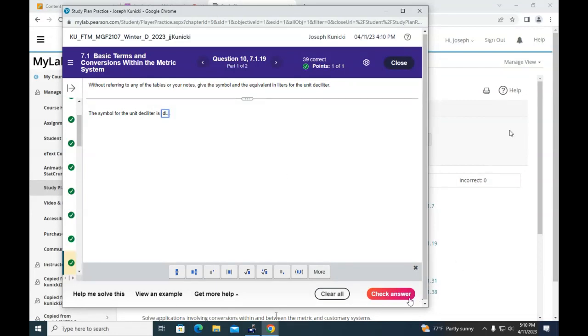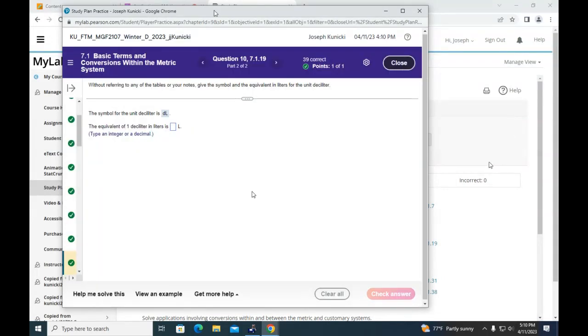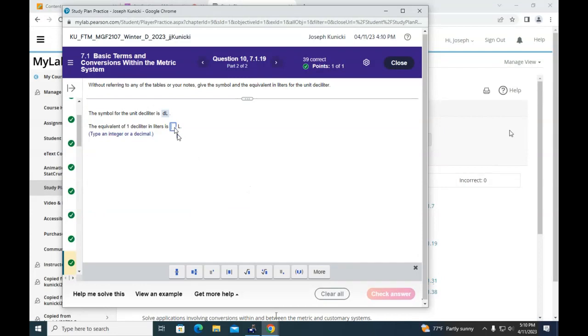Okay. I think they'll accept it here. Yeah, they accept it here also. But we can't really put a script L in there. The equivalent of 1 deciliter in liters. So see, if I'm going from deciliters, this is where you just go up. From deci, you're going up, so you move the decimal to the left. So it's 1/10 of a liter.